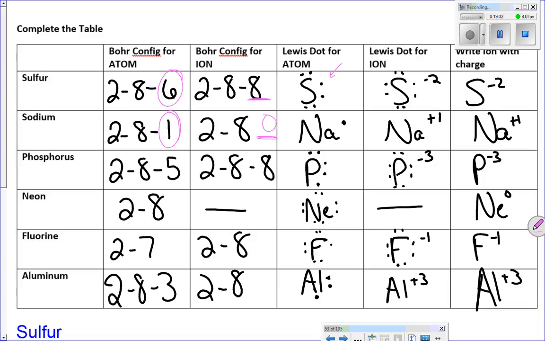We're going to stop there. We're going to do electron excitation separately.